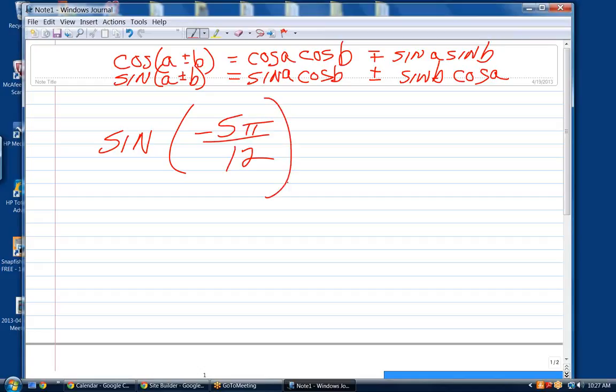Yeah. Well, we can approach this two ways. We can convert it to degrees and see if we can figure out what subtracts to that. That's 75 degrees, so let's do it that way. Sine of minus 75 degrees.